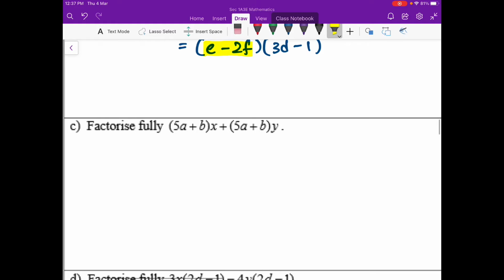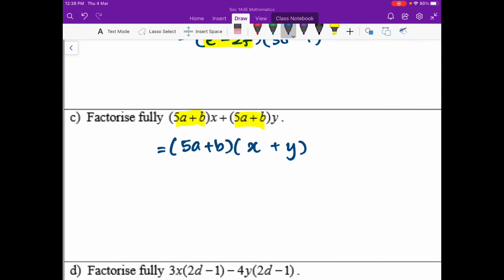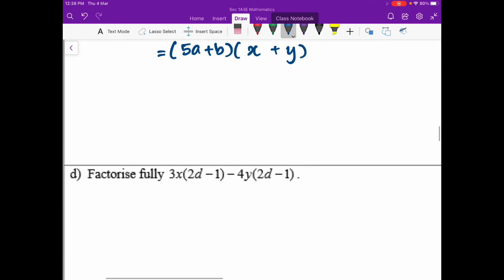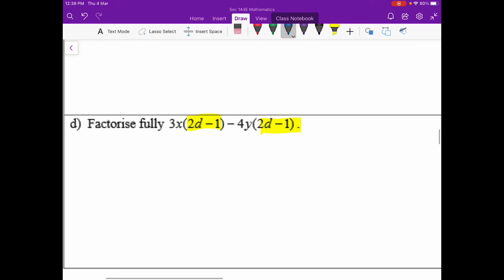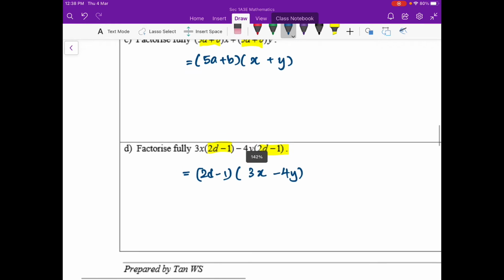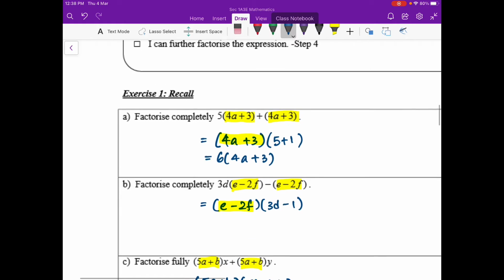So next, same again, we have a common factor of 5a plus b. So 5a plus b. Remaining will be x plus y. Next, 2d minus 1 as the common factor. So this will be 2d minus 1, 3x minus 4y.